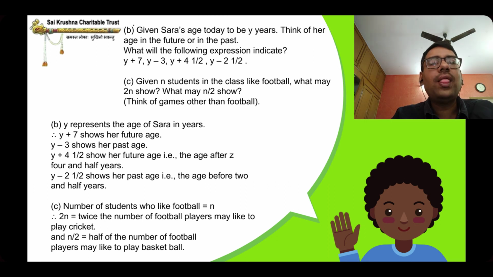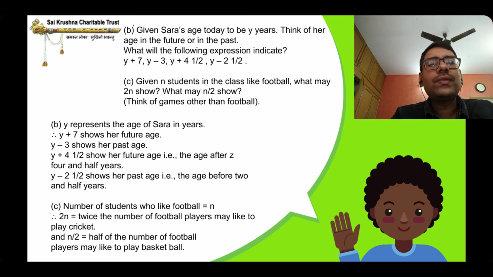y minus 3 means what? 3 years before Sarah's present age. y minus 3. y plus 4 1 by 2 stands for the future, 4.5 years after the present age of Sarah. The present age of Sarah is taken to be y years. So after 4.5 years, her age is represented by y plus 4 1 by 2. y minus 2 1 by 2, because you are going back 2.5 years before Sarah's age. So y minus 2 1 by 2 shows her past age, the age 2.5 years ago.